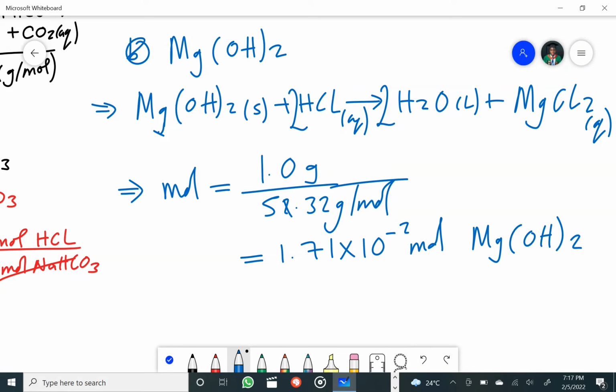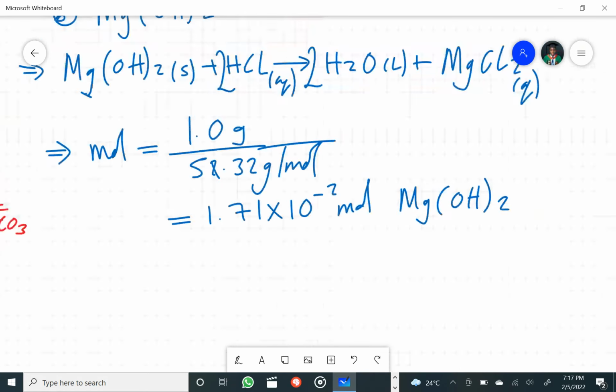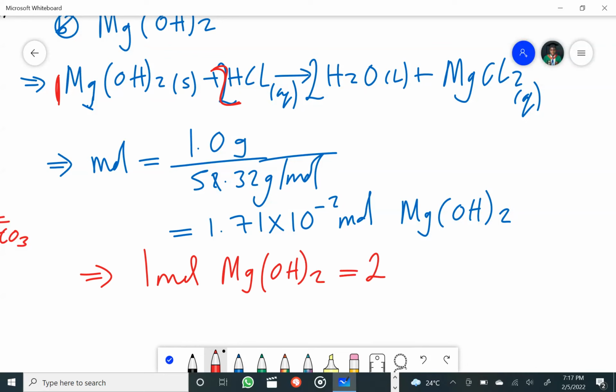So here again, we want to check using the mole ratios. What's the mole ratio between, so here there is 1, here there is 2, so what's the mole ratio? The mole ratio is 1 mole of magnesium hydroxide is equal to 2 moles of hydrochloric acid.